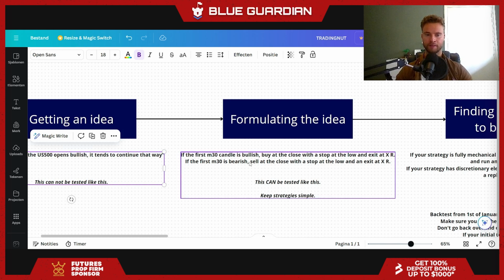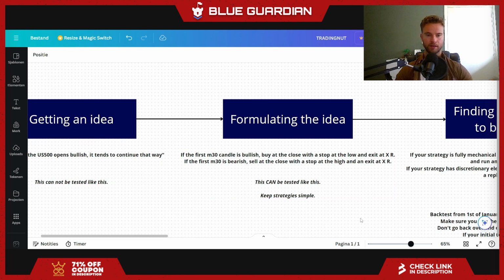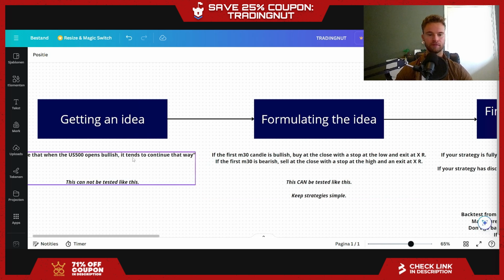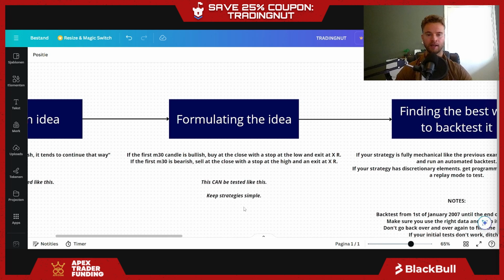So for example, if the first 30-minute candle is bullish, you buy at the close with a stop at the low and you exit at a certain risk to reward. If the first M30 candle is bearish, you sell at the close with a stop at the high and you exit at a fixed amount of R. We went from something completely vague to now something that can be tested.